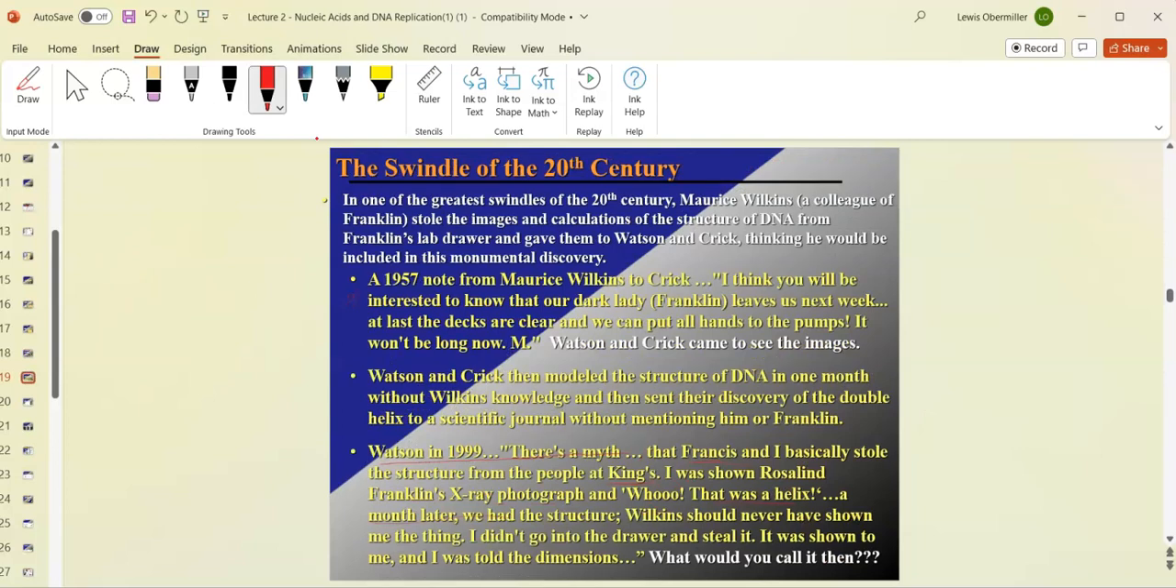And then a month later, we had the structure. What he doesn't tell you is that they called Rosalind Franklin because they couldn't get the structure right, and they asked her to come over and look at their structure, and she fixed it. She fixed their model using her data that they had already stolen and that she didn't know about. He said Wilkins should never have shown me the thing, I didn't go in the drawer and steal it, it was shown to me, and I was told the dimensions. What would you call that? It's called plagiarism, and they got a Nobel Prize for it.